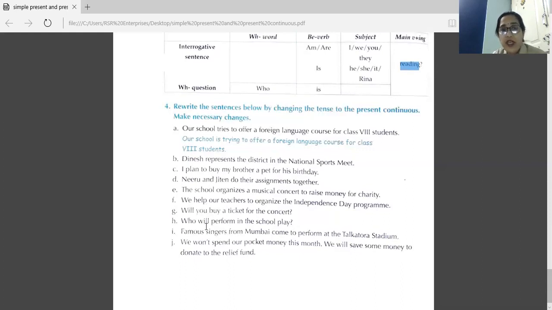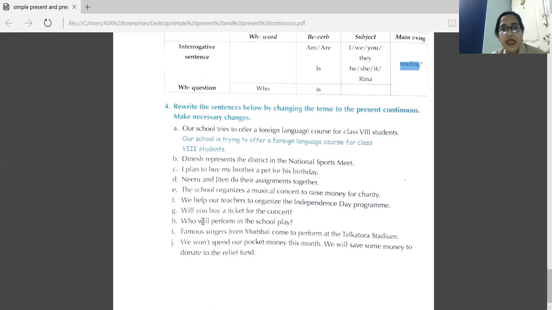Now this one: will you buy a ticket for the concert? Now this is future tense. You have to change it to present continuous. So your answer is: are you buying a ticket for the concert? Who will perform in the school play? This is also future. Change it to present continuous. Who is going to perform in the school play? This is your answer.